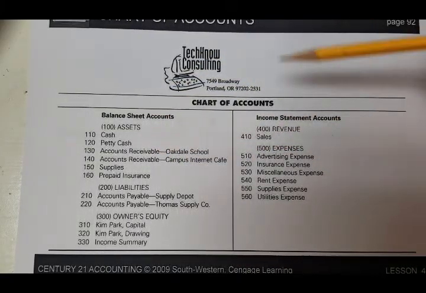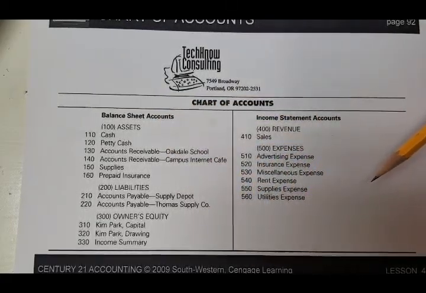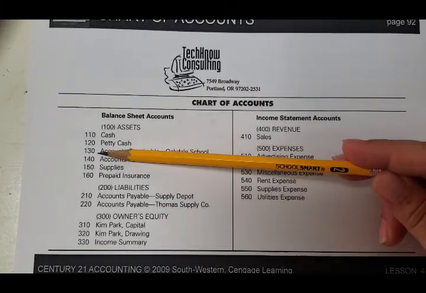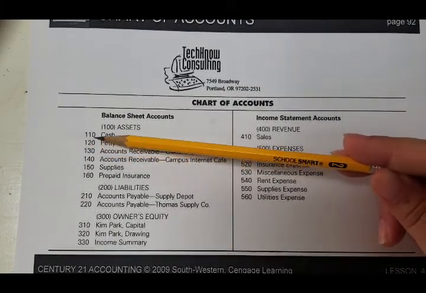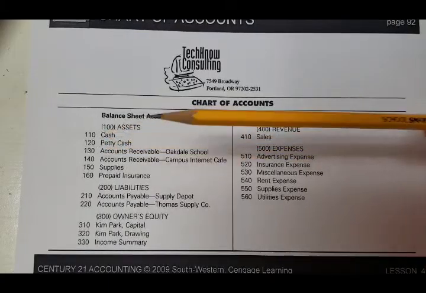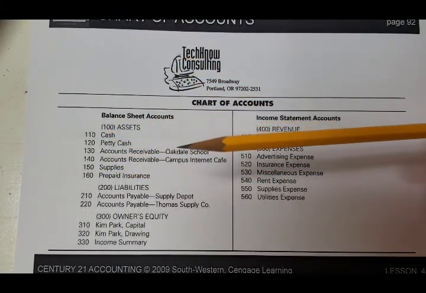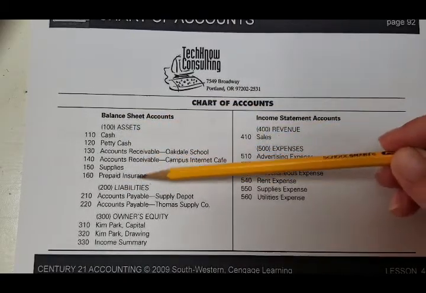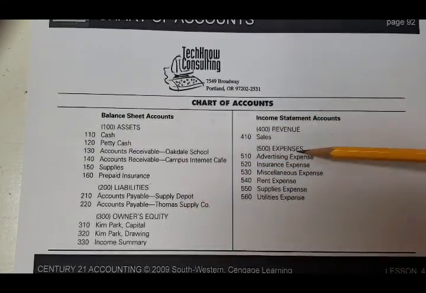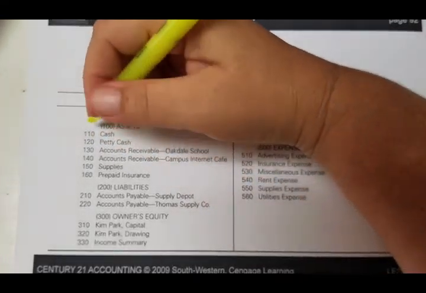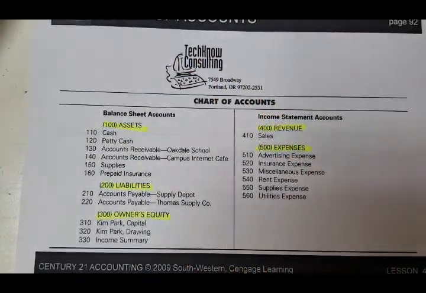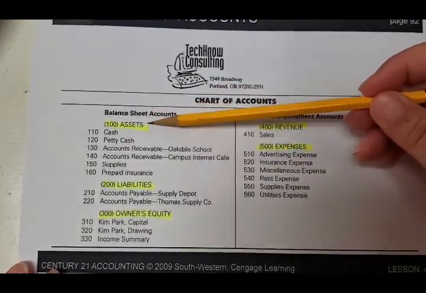So to prepare a chart of accounts, somebody had to put these accounts in, and sometimes you have a new account come. So Techno uses what's called a 3-digit account number. So cash is 110. Petty cash is 120, accounts receivable 130. And it is divided between the asset section, liability section, owner's equity, revenue, and expenses. I'm going to highlight that. And with each one of those categories, it is numbered separately.